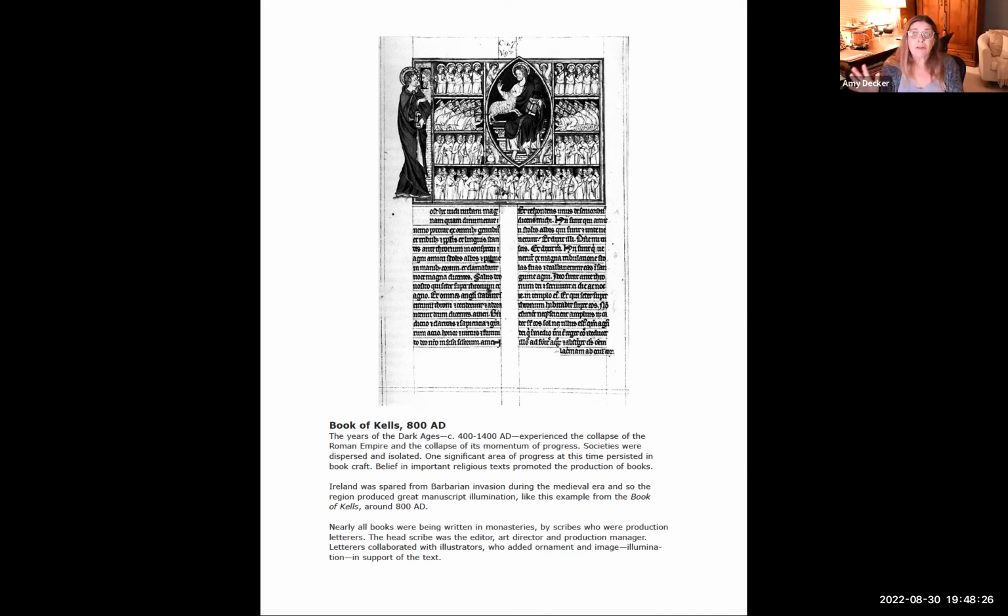So Ireland was spared a lot of the looting and burning and rampaging that a lot of other countries experienced in those medieval times. So the best collection of illuminated manuscripts is in Ireland as a result. And the Book of Kells is one of them. Nearly all books being written in monasteries by scribes were in production letterers. The head scribe was the editor, art director, and the production manager. Letterers collaborated with illustrators who added ornament and image illumination in support of the text.